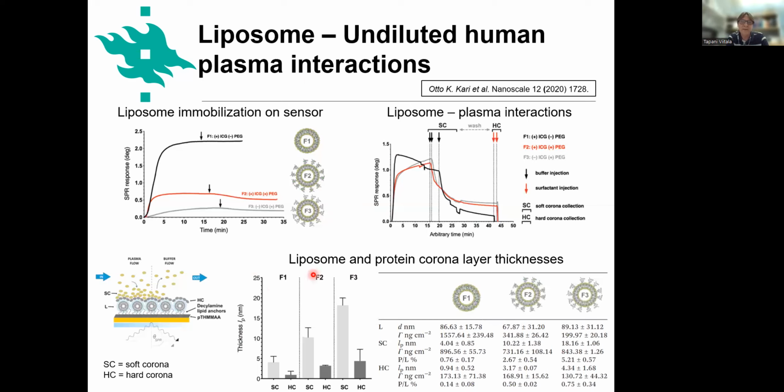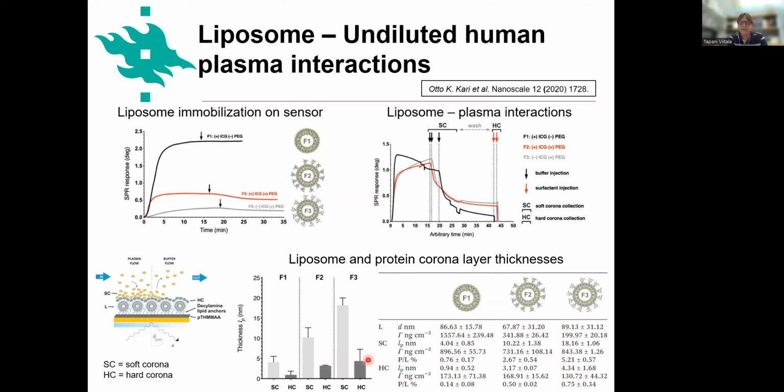So basically what we can then deduce from this SPR data is the soft corona thickness, where we determine the thickness at this point of the SPR data, and the hard corona thickness, where we determine the thickness of the layer and protein layer after flushing. So we can see that the protein soft corona thickness actually increases when we have PEG, and when we don't have the light activated compound in, it absorbs most of the proteins on the surface, and that is the same trend for the hard corona.